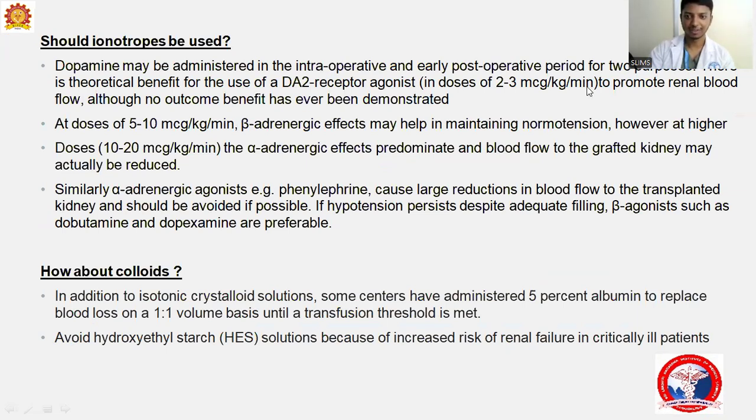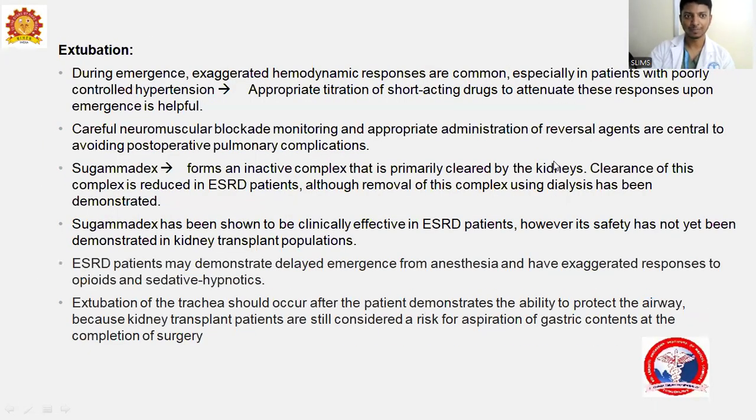Similarly, alpha agonists such as phenylephrine cause large reductions in blood flow to the transplant kidney and should be avoided if possible. If hypotension still exists despite adequate filling, beta agonists such as dobutamine and dopamine can be used. How about colloid? In addition to isotonic crystalloid solutions, some centers have administered 5% albumin to replace the blood loss on a 1:1 ratio until the transfusion threshold is met. Avoid hydroxyethyl starch solution because it increases the risk of renal failure in critically ill patients.